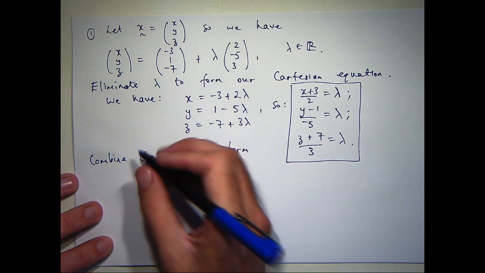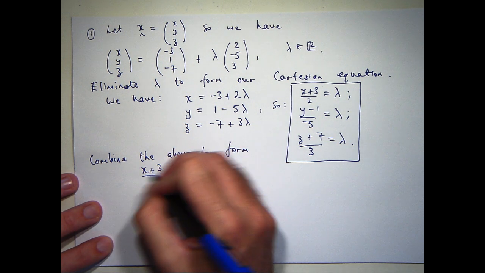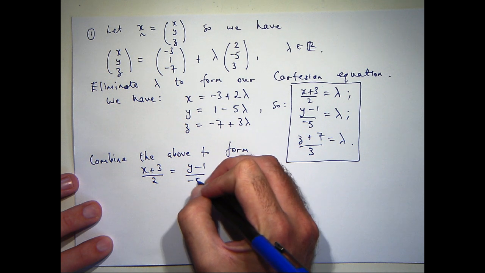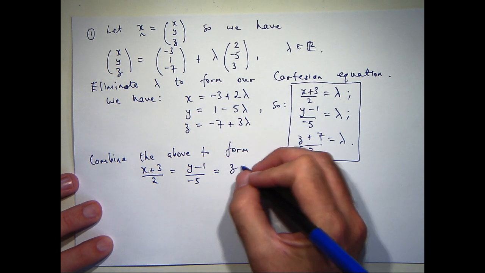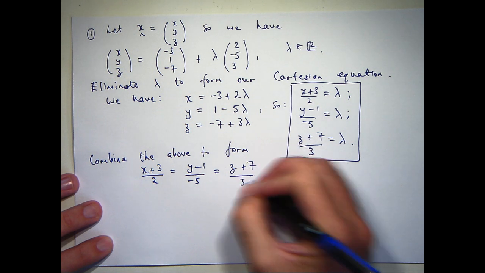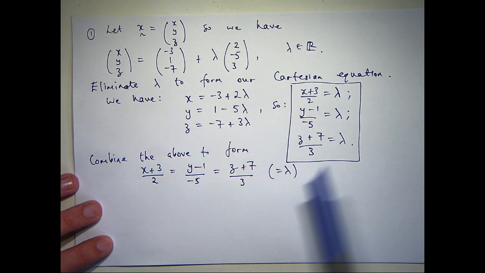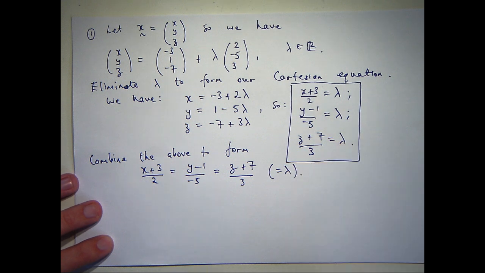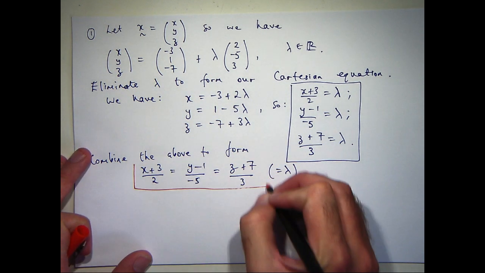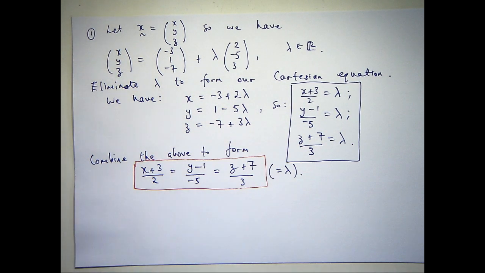Okay, so let's just write these out. Now, you probably don't have to write this bit, I just like to do it. So this is the Cartesian form then. Okay, so that was pretty easy.